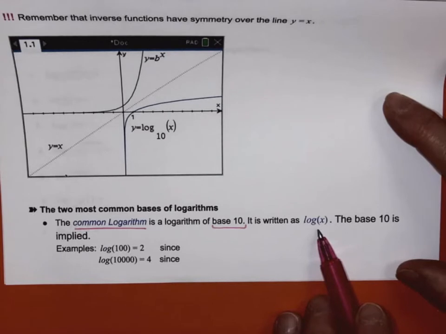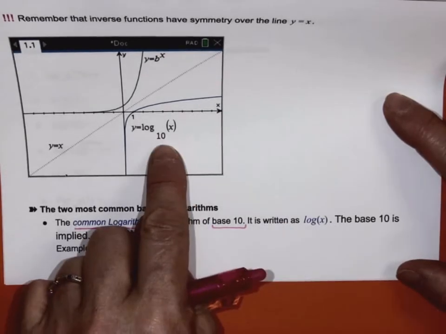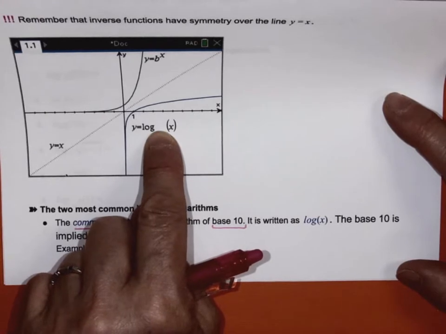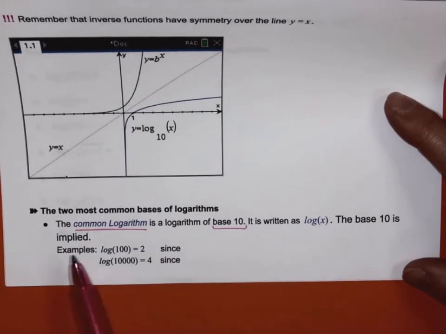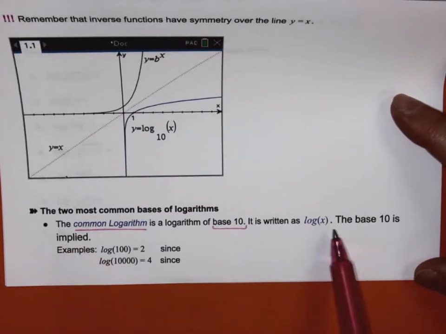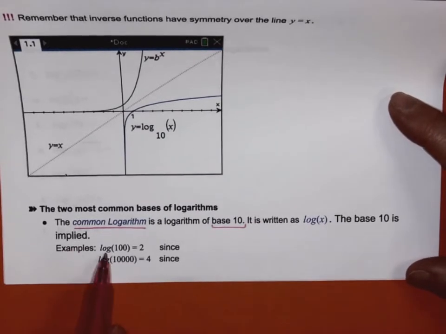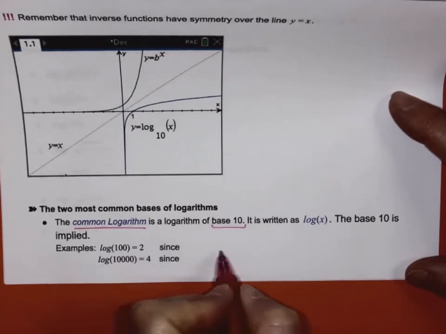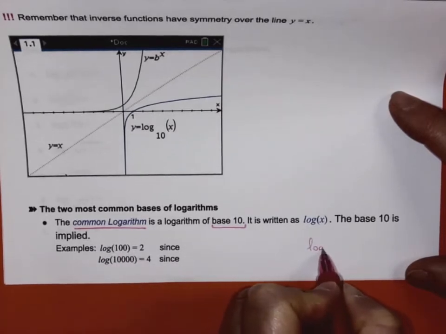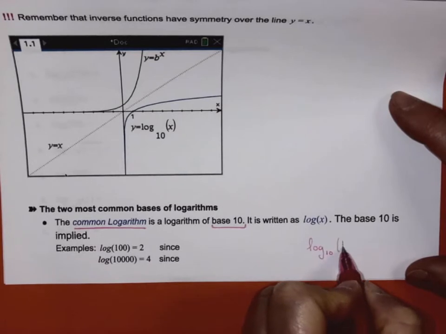a base 10. And that's what I meant earlier when I said I really didn't want that 10 there, but the calculator just kept putting it in there. So a base 10 is implied if you don't see it. So when you see a log like that, log base something of 100 equals 2, that base you don't see will be a base 10. So that would be the same thing as saying log base 10 of 100 is equal to 2.